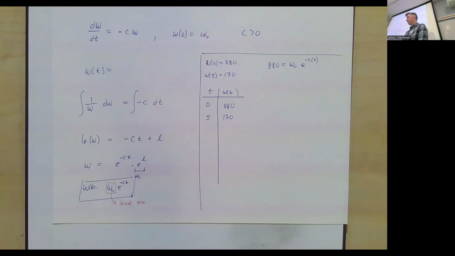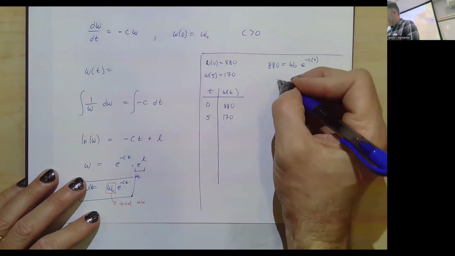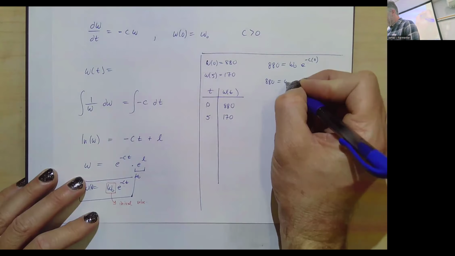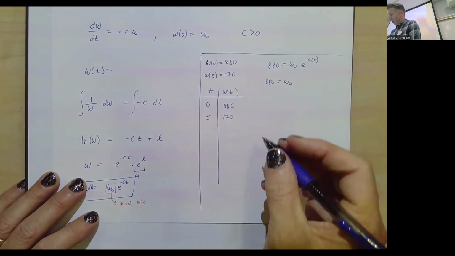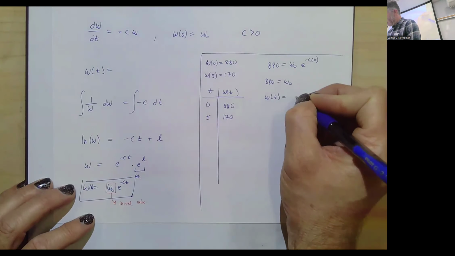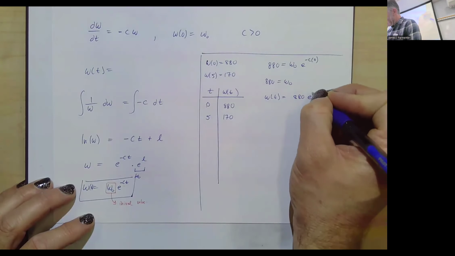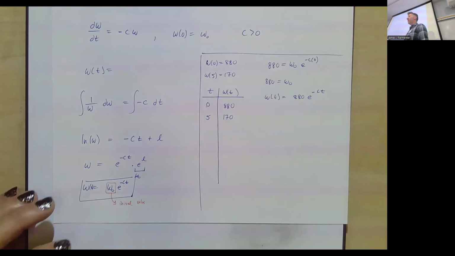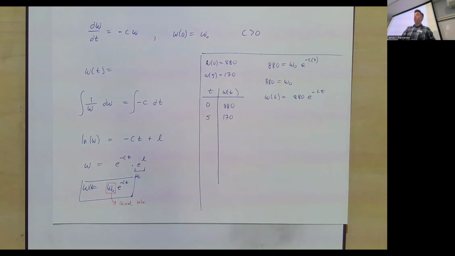Jumping the gun a little. Okay. So we get that 880 is equal to W naught. We rewrite our model now so that we have W of t equal to 880 times e to the negative Ct. And then we do the whole thing again. We plug in the other data point we have. You almost always are going to have 2 data points.